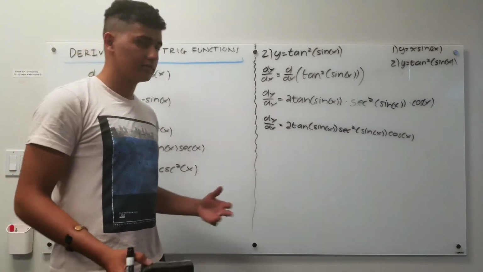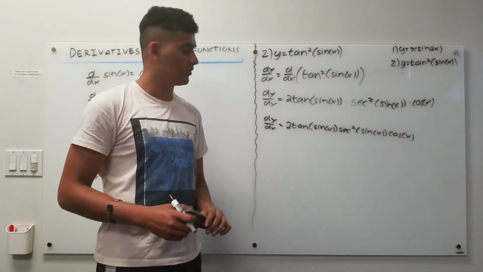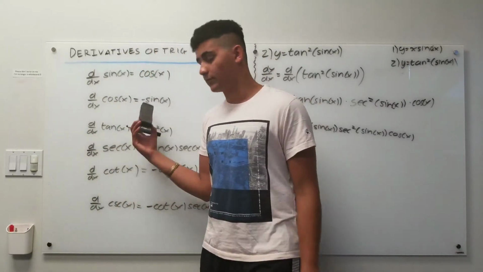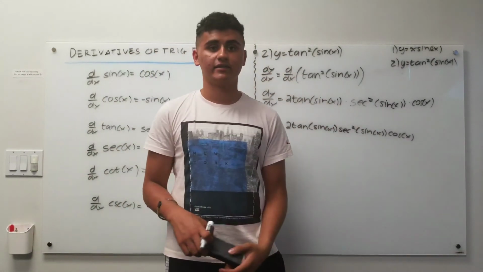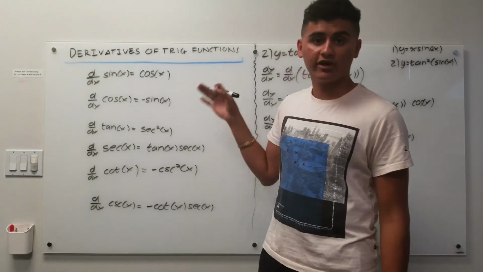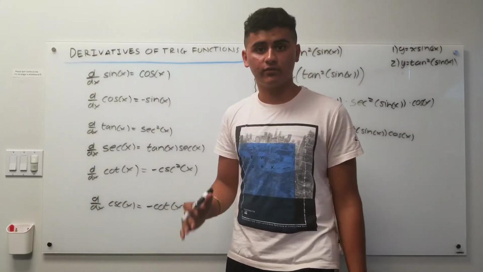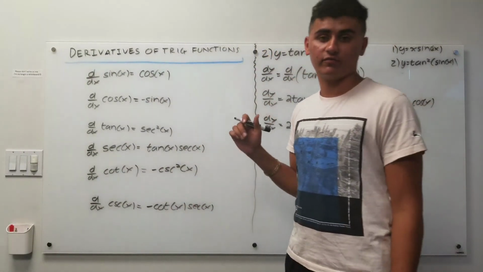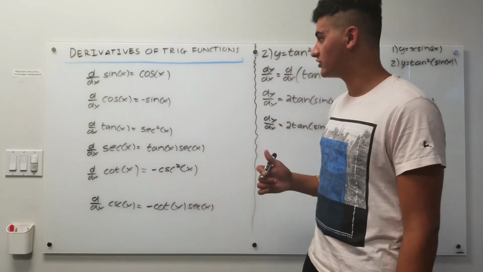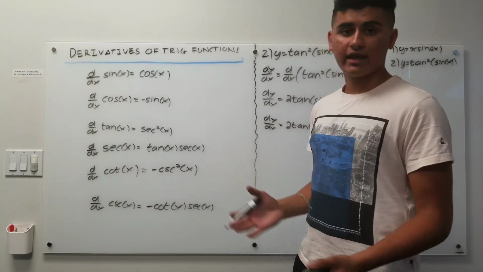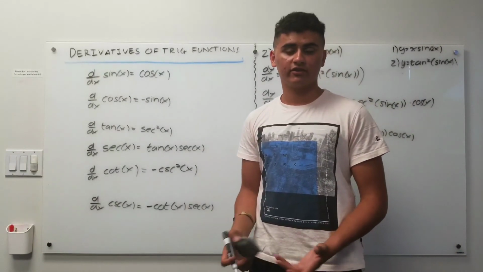So I hope this helped you understand, but remember, this is nothing except memorizing the formulas and being able to plug them in here. These are the formulas. Memorize these by heart if you want to be quick and efficient at these derivative problems having to do with trigonometric functions. Other than that, it's just following the steps of taking the derivatives.